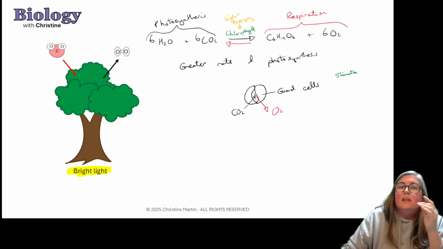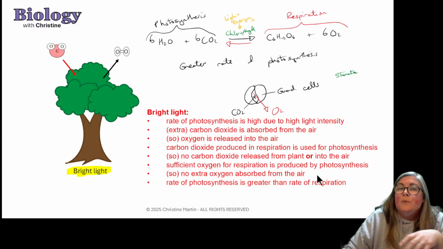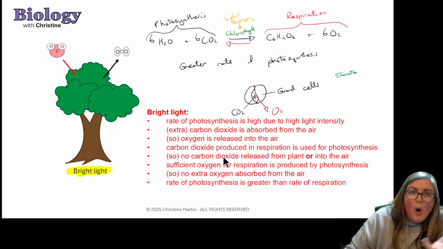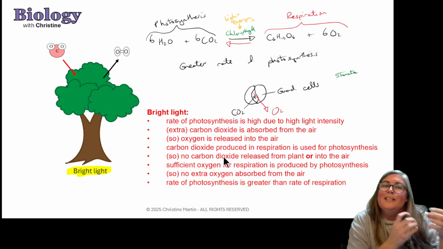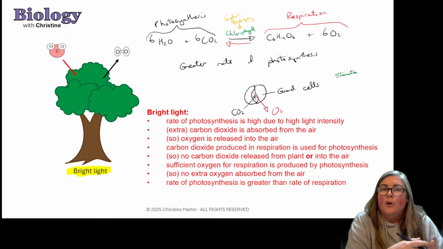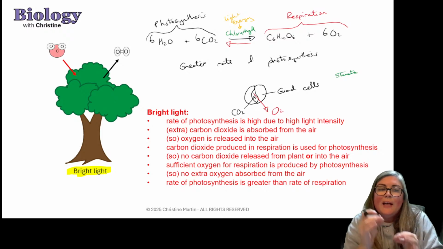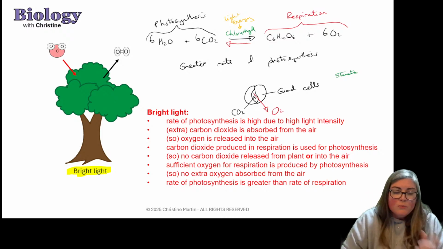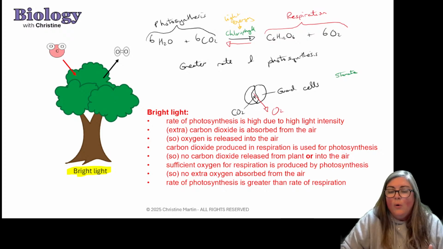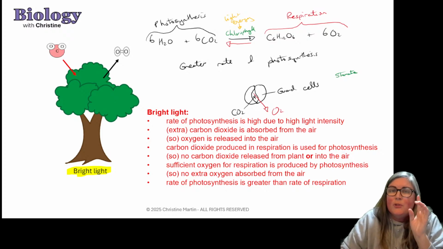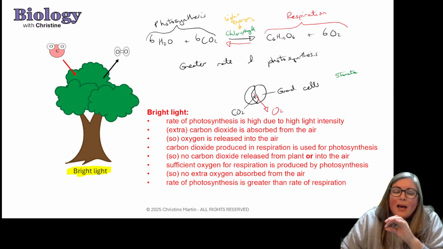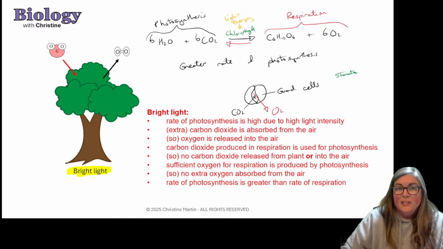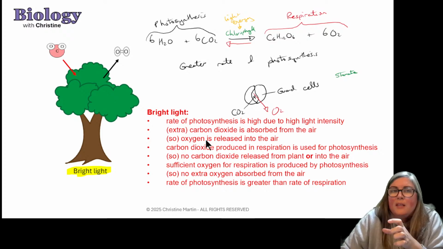So when we look at the bright light, we've got this rate of photosynthesis being high, extra carbon dioxide being absorbed, oxygen is released into the air. So what is causing that? Where does it come from? What is going to happen? So make sure as you're going through that you are checking that you know your keywords, that you know how to extend on just what's been given in the exam. This is where a lot of students actually lose out because they think, well, I've said enough when I talked about photosynthesis happening, but it's this comparison that will make the difference.